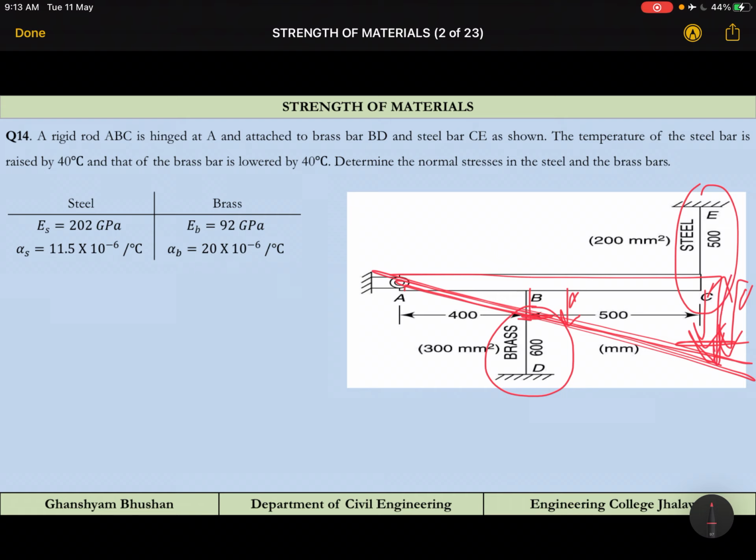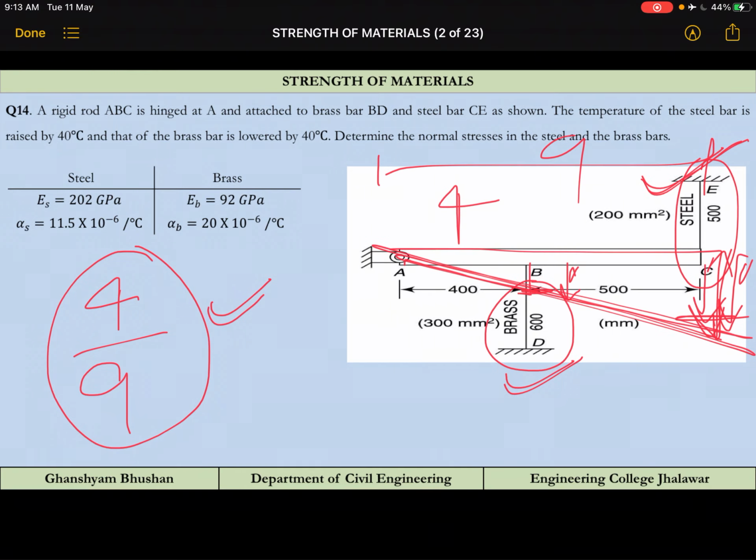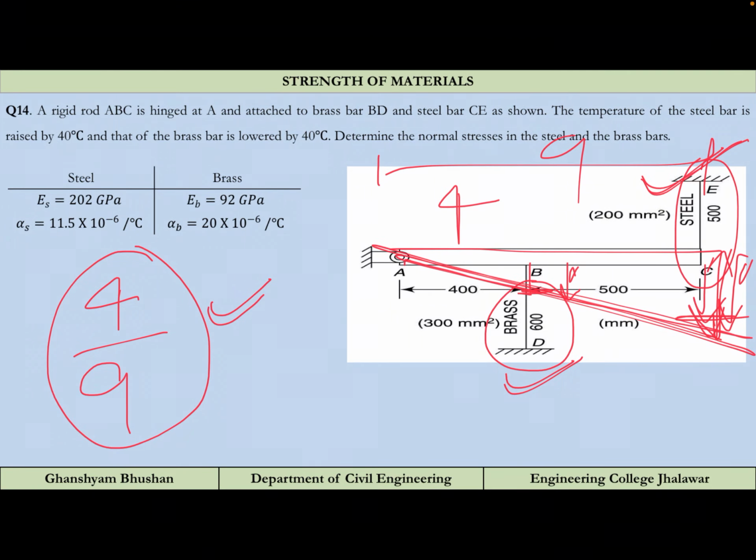So first we have to check the increase in steel and the decrement in brass. Are they in a proportion of 4 by 9? How is this 4 by 9 coming? Because this is 4 and this is 9. In a similar triangle, the ratio of the deflections should be in this ratio. If they are not in this ratio, 4 by 9 or 9 by 4, whichever you take, like if you take steel first then it becomes 9 by 4, and this ratio is not maintained, that means there will be temperature stresses. So the first step for these types of problems is to check the deflection.